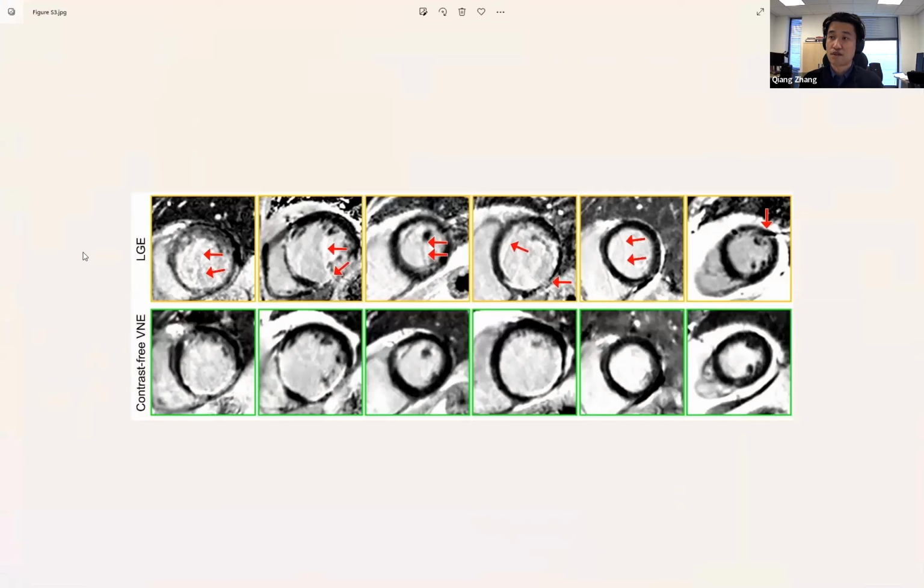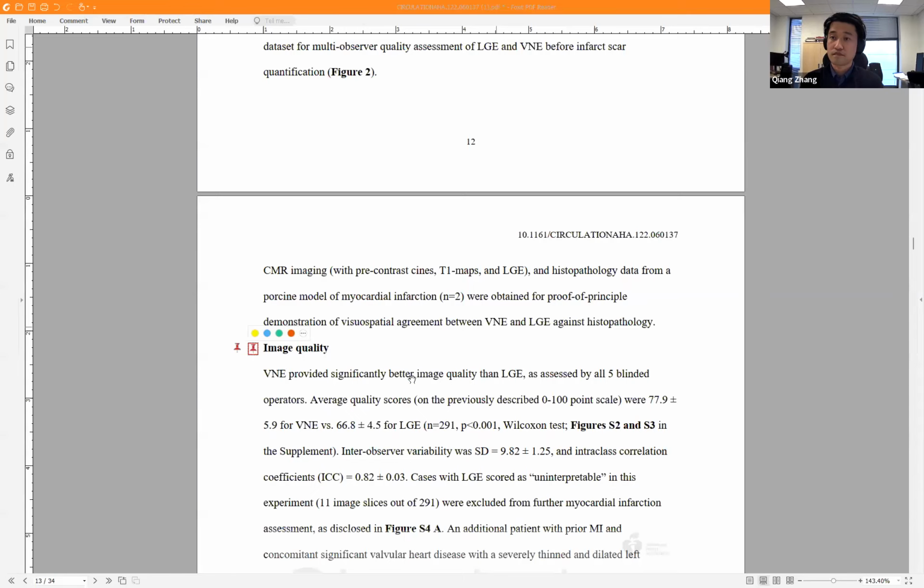On the first row are the LGE images. We can see they can be affected by poor nulling here, and also motion artifacts on these images. And in comparison, VNE has clearer image contrast.